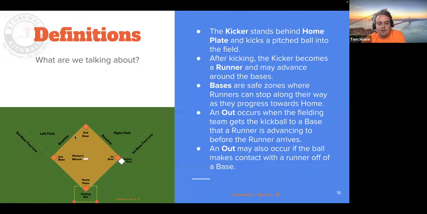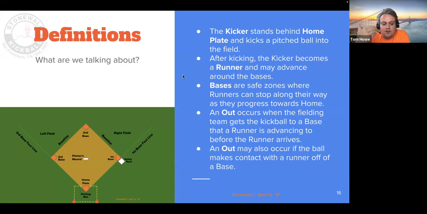So essentially, an out occurs when the fielding team is able to corral the ball either to a runner before that runner arrives at a base, or to a base before the runner arrives at the base. If you're the kicking team, you want to avoid accumulating outs. If you're the fielding team, this is your ticket to get back to offense. Any questions regarding some of these terms?